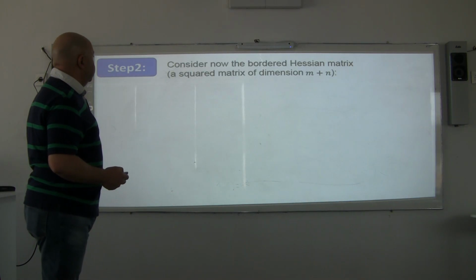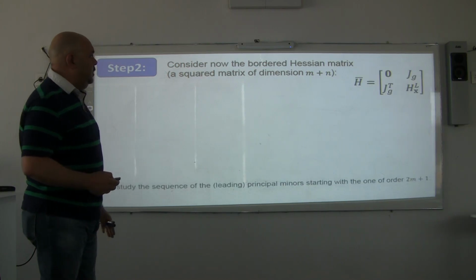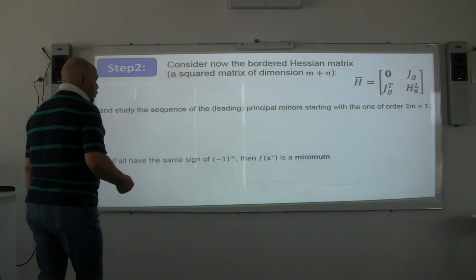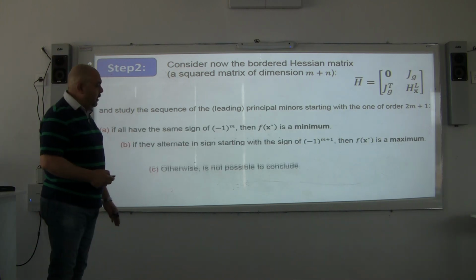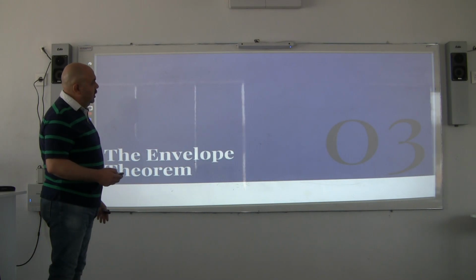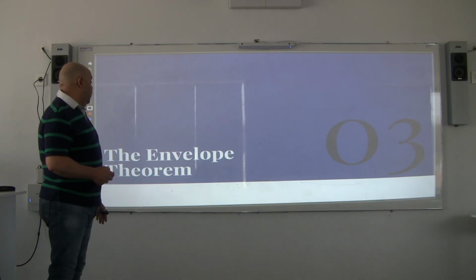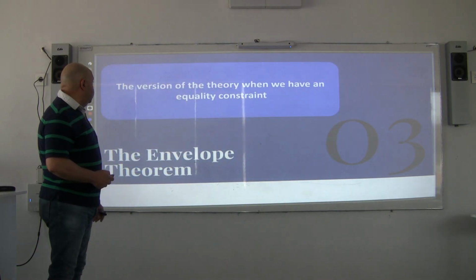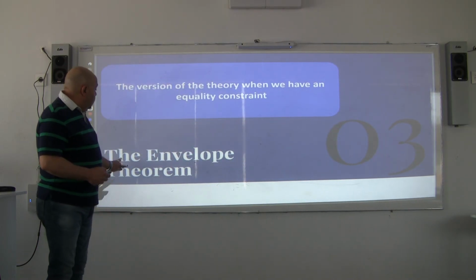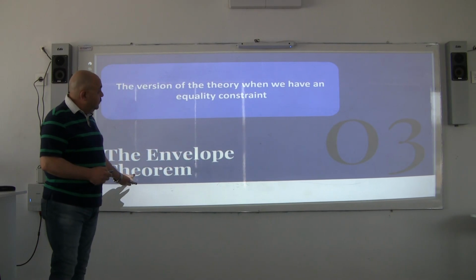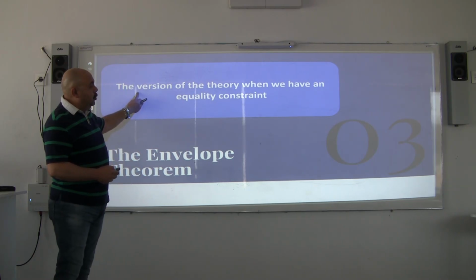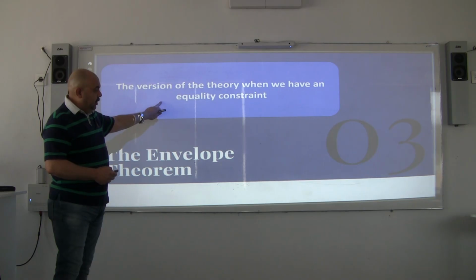Just a generalization. Consider now the bordered Hessian matrix, which is going to be n by n. It's a continuation of how to get the minimum and the maximum, exactly like what we discussed in the case of one constraint with the Lagrangian method. This is the envelope theorem, or the envelope theory, in the version of the theory when we have an equality constraint.